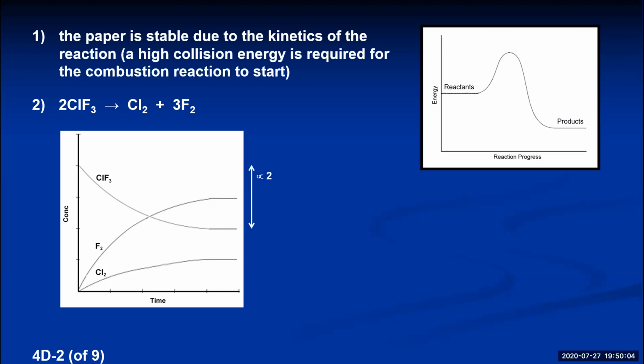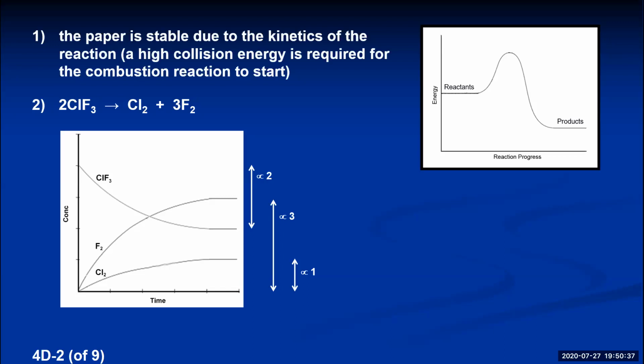So in grading this, I would want you to show that the amount of the reactant that reacts away is proportional to the amount of products that are formed in the ratio given by the coefficients in the balanced equation of 2 to 1 to 3. So the ClF3 decreases by a factor of 2, where the F2 would increase from 0 by a factor of 3, and the chlorine's concentration would increase by a factor of 1. And then when they reach a horizontal line, that's when their concentrations remain steady and you've reached equilibrium.